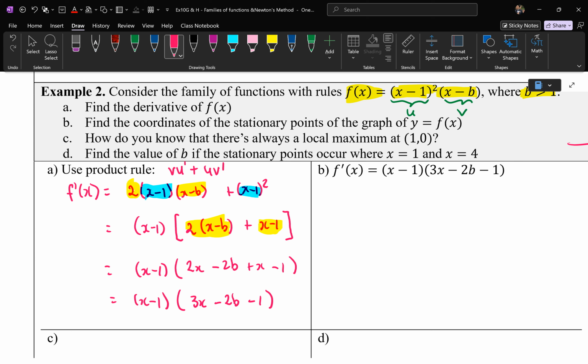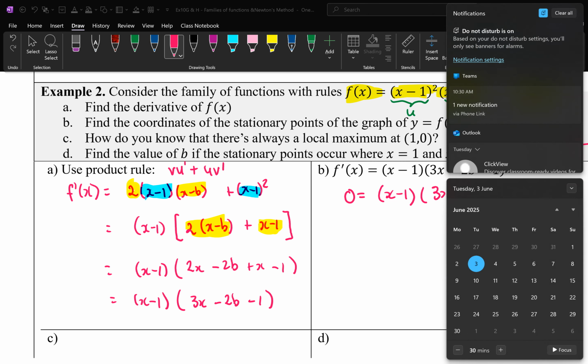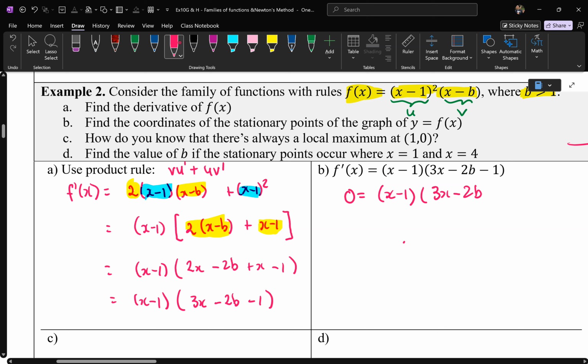All right, part B. Find the coordinates of the stationary points of the graph. Now we know stationary points occur when the derivative equals 0. So you're saying, solve this. I think not expanding it completely is better, because if you expanded it completely, solving when it equals 0 makes it harder. But if you keep it in the brackets, this is probably much more ideal.